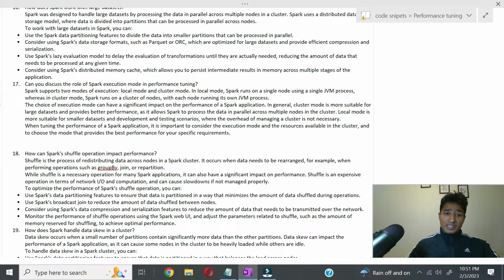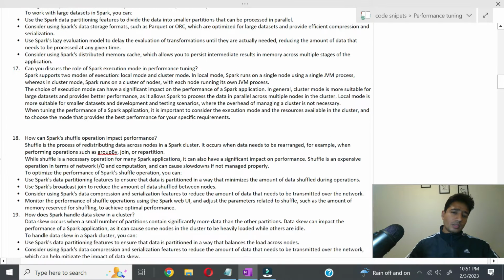Consider using Spark data storage formats such as Parquet, Avro, ORC, which are optimized for large data sets and provide efficient compression and serialization. Spark uses a lazy evaluation model to delay the evaluation of the transformations until they are actually needed, reducing the amount of data that needs to be processed at any given time. So once you hit the action, then only the transformation will actually be executed, right? Consider using Spark distributed memory cache, which allows you to persist intermediate results in memory across multiple stages of the application.